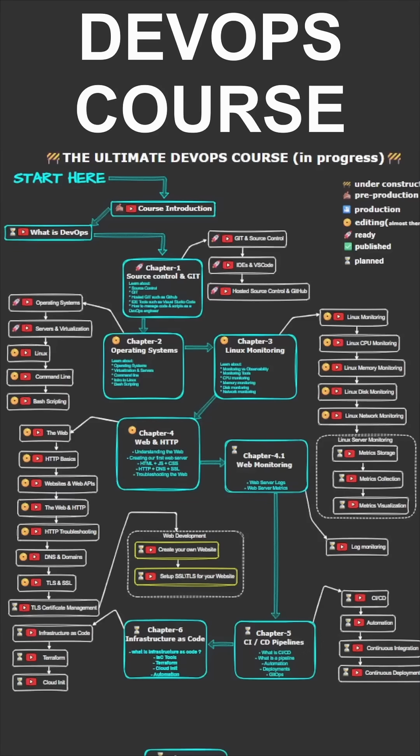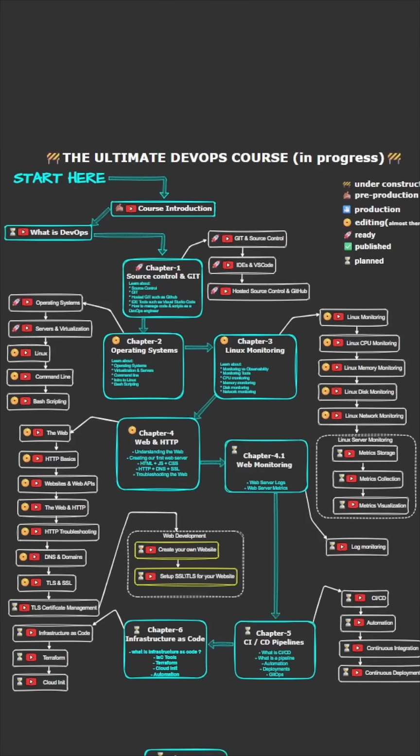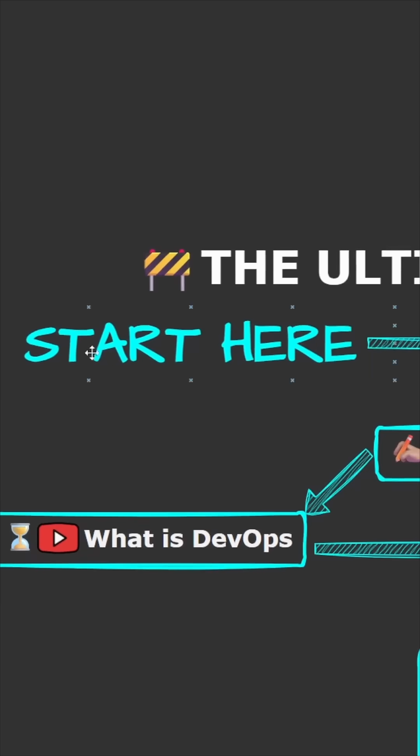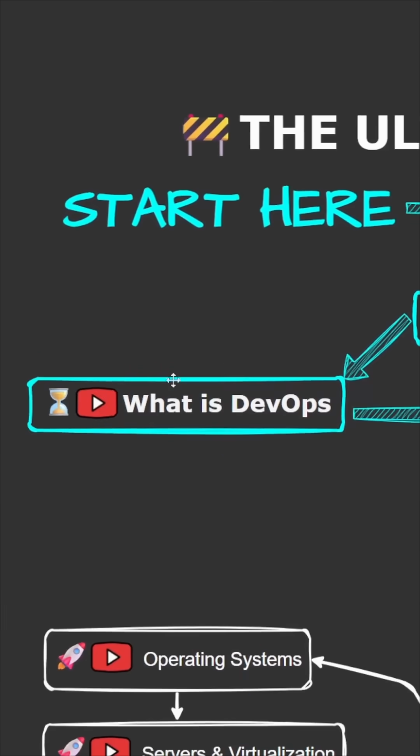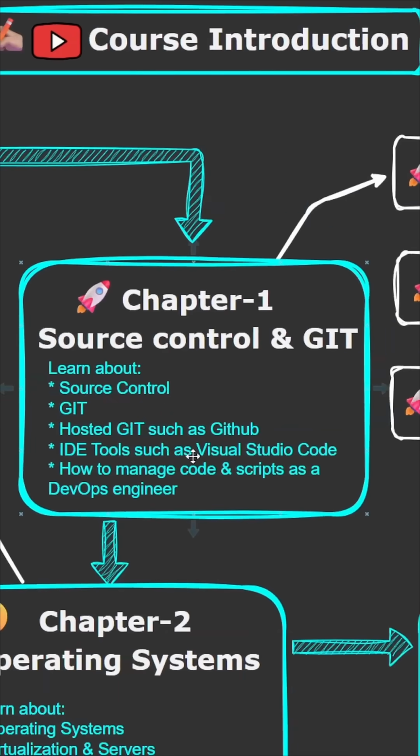This is the ultimate DevOps course for beginners. We go back to basics. It has clear guidance on where to start. We start with a course introduction. We talk about what DevOps is, and we drop into chapter one, which is all about Git and source control.